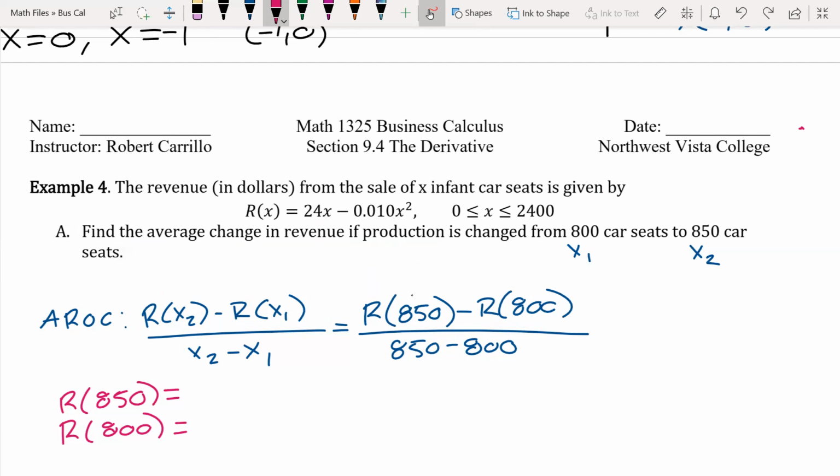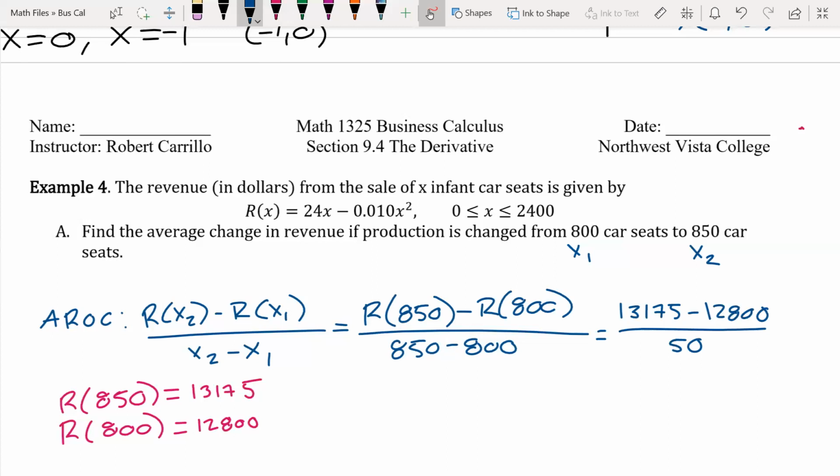Okay, so I'm just plugging these in. So let's see. I'm better off doing this: 24x minus 0.01x squared. And if I type in 850, I'll get 13,175. And if I type in 800, I'll get 12,800. So I get 13,175 minus 12,800 over 50.